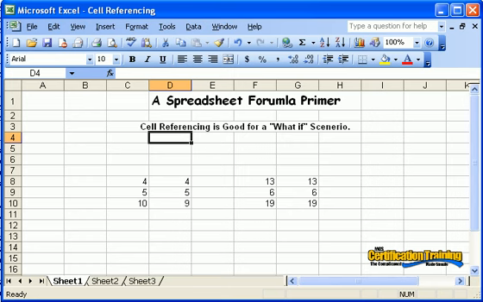Cell referencing is good for a what-if scenario. What if this number changes to an 8? What will that do to my answer? What if this number changes to a 2? What will that do to my answer?